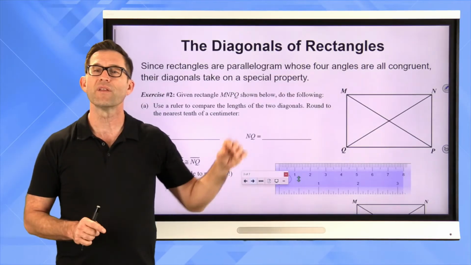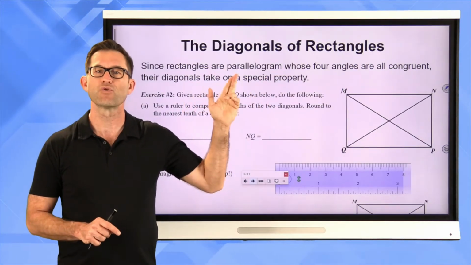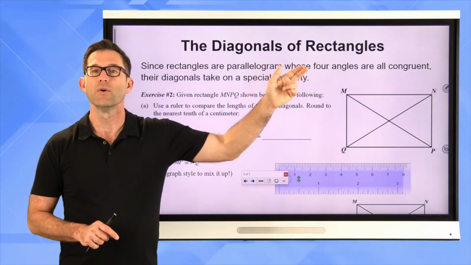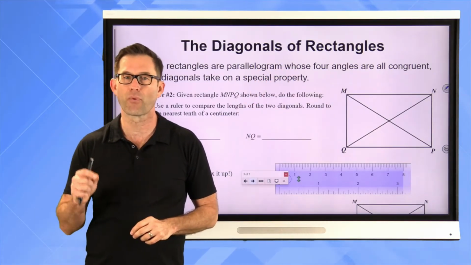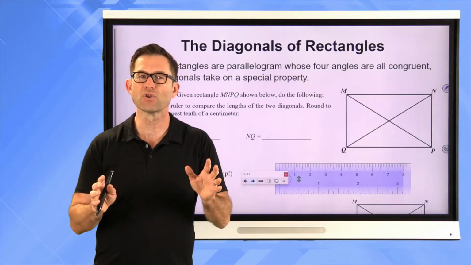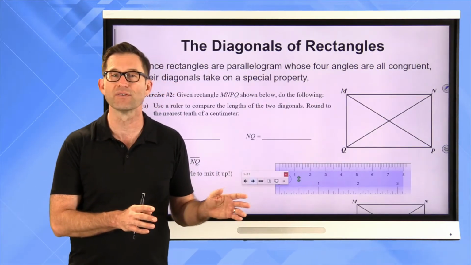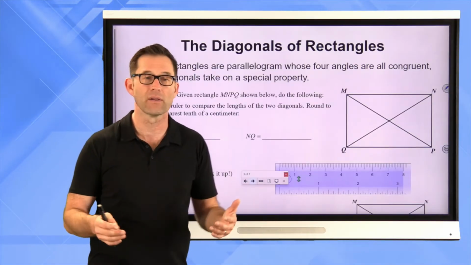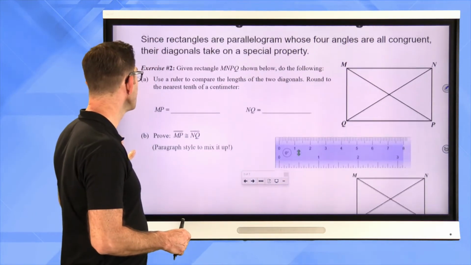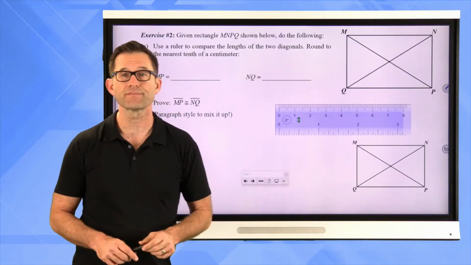Now, the diagonals of rectangles. Since rectangles are parallelograms whose four angles are congruent, their diagonals take on a special property. There's something special about the diagonals of rectangles that isn't generally true about the diagonals of parallelograms. And let's take a look at that in exercise number 2.